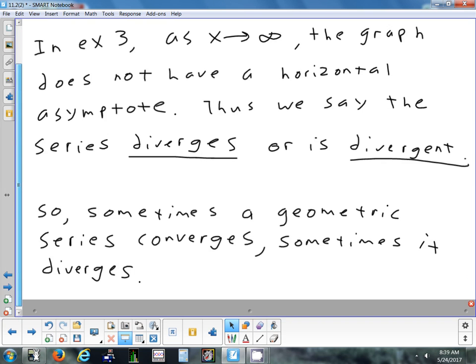All right, so from example 2 and 3, we can see sometimes a geometric series converges, sometimes it diverges. I'm going to give you a few examples, and I want to try not to graph them. I just want to look at them and see if you can tell me, yep, that one would converge, or no, that one would diverge. I want to see if we can find a pattern of when things converge and when things diverge.